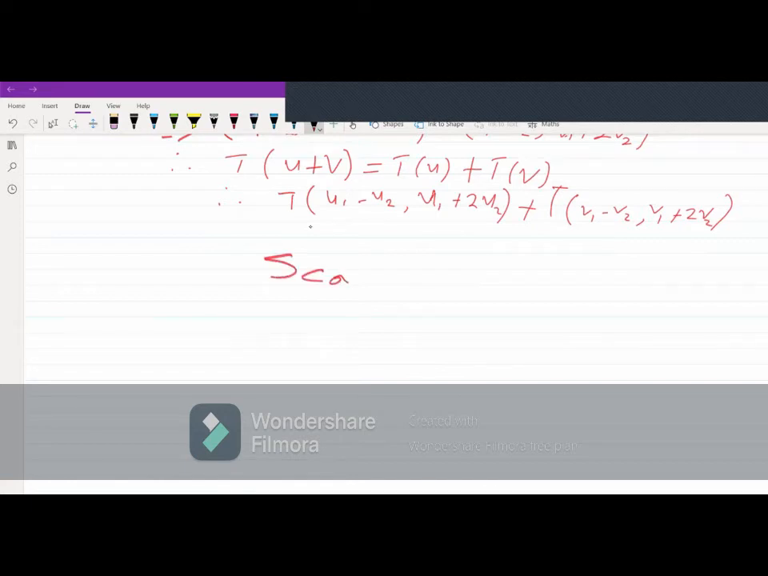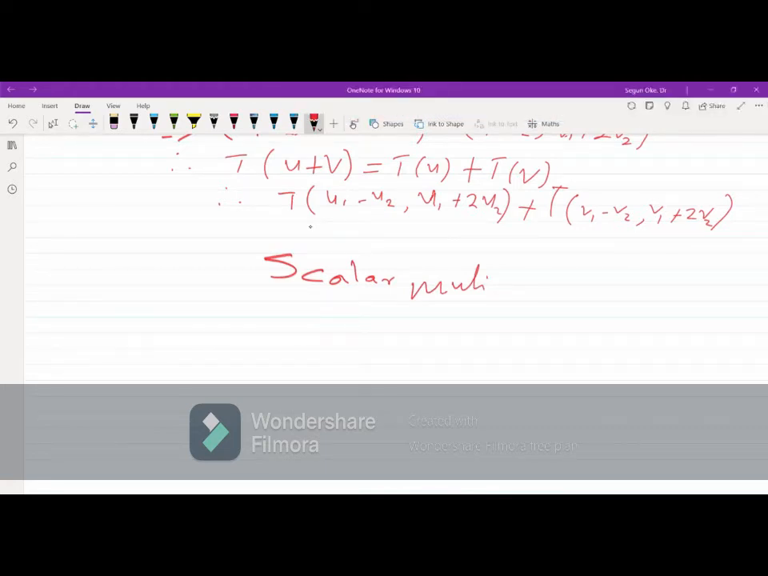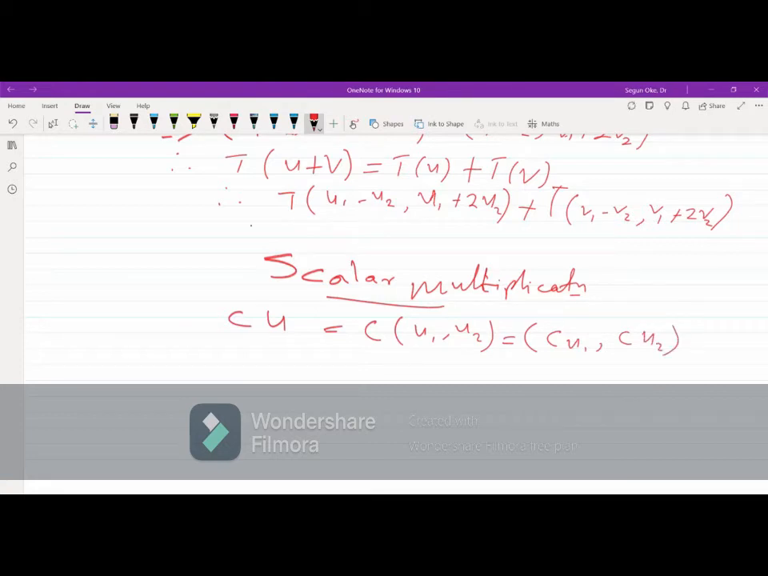Then the one of scalar says, here is the scalar multiplication. Scalar multiplication says CU is the same thing as C in brackets U1, comma U2, which is the same thing as CU1, comma CU2.